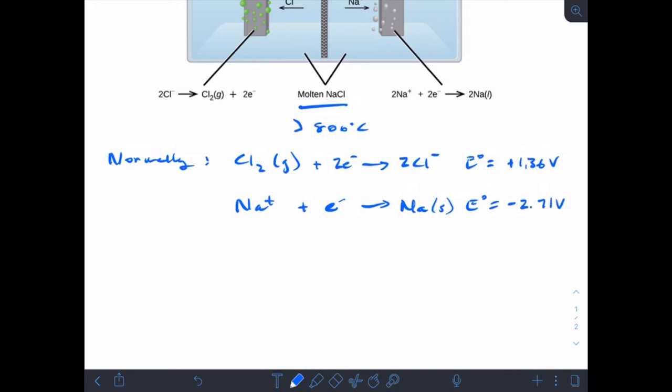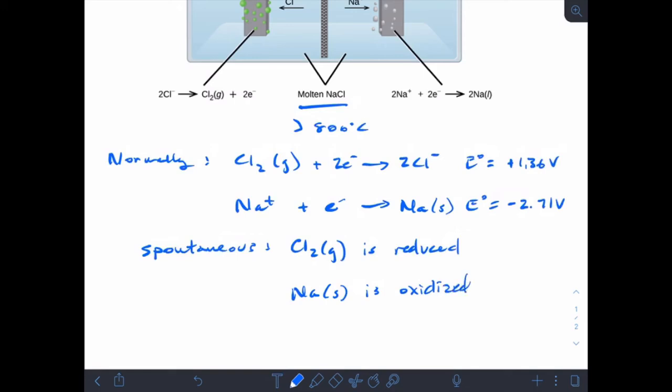Looking at those reduction potentials under normal conditions, hopefully you would notice immediately that chlorine has the much more positive reduction potential, so it's going to be the one reduced. So spontaneously, chlorine gas is reduced, and sodium solid is oxidized.